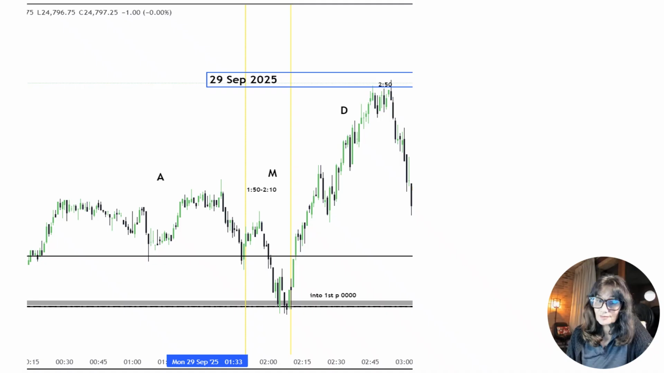But if you can identify the manipulation move, there's really nothing that stops you from taking the distribution move, right? And exactly when it hit a first present fair value gap and most likely in other higher time frame PD array. So beautiful example of A and B situation and with the manipulation within the macro time. Let's get into the next example.